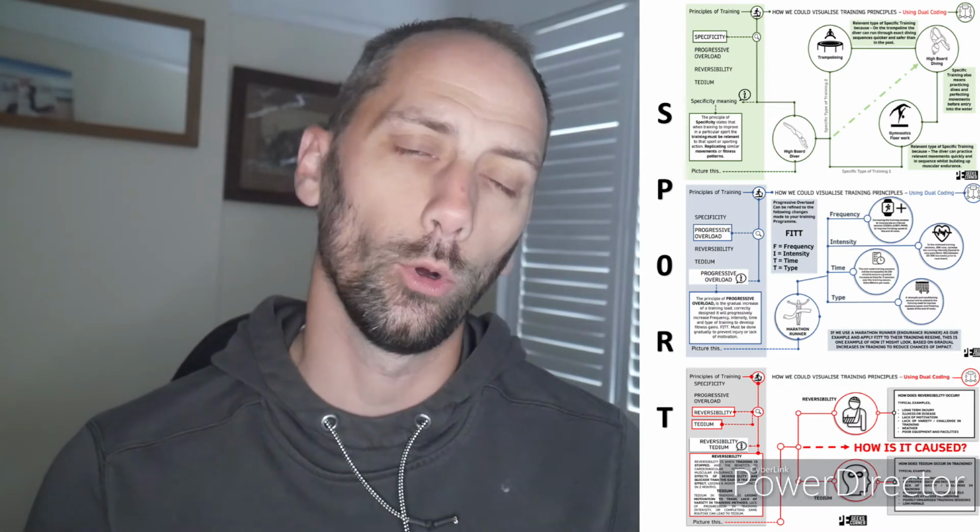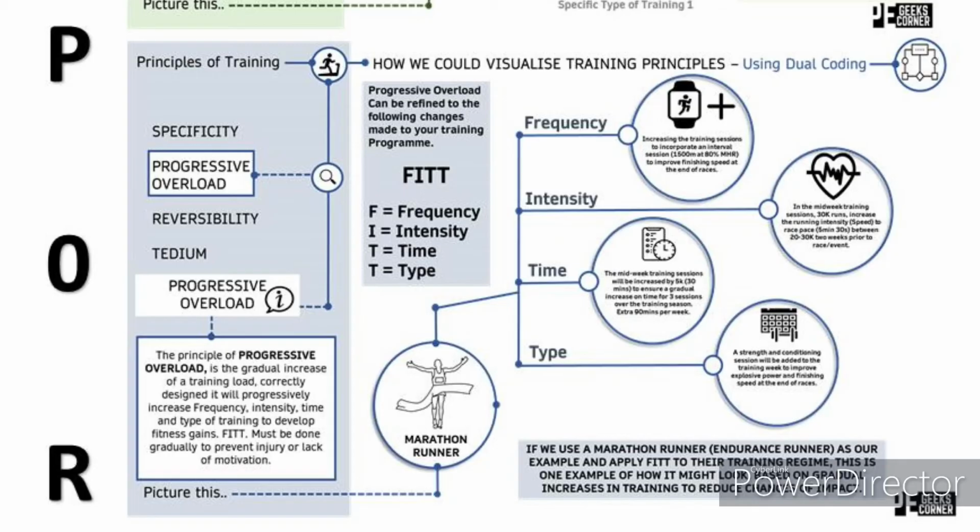Now, progressive overload. Progressive overload is the P and the O in our SPORT acronym. What that actually means is that we're going to gradually increase how hard or how demanding the training is, and there are 4 ways that we can do that. In progressive overload, we talk about the FITT principle. FITT means we've got frequency, intensity, time, and type.